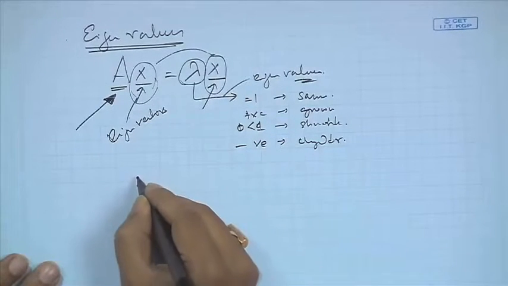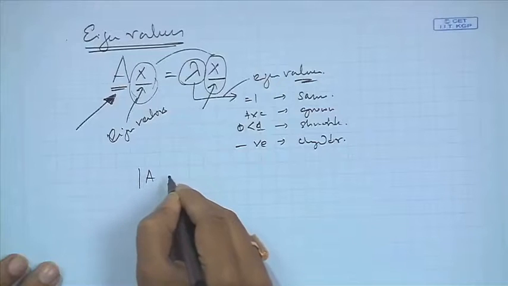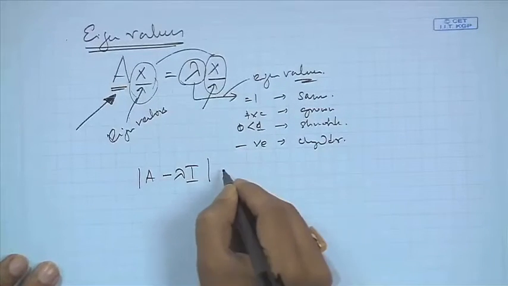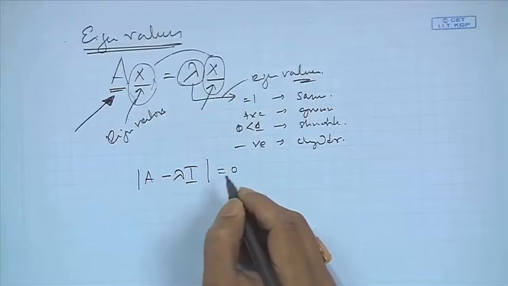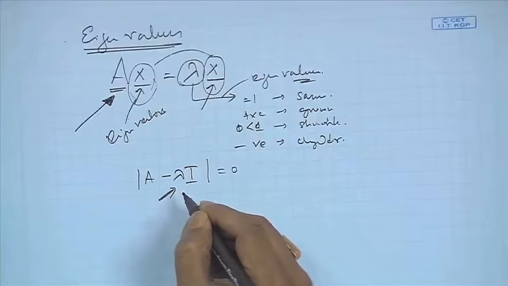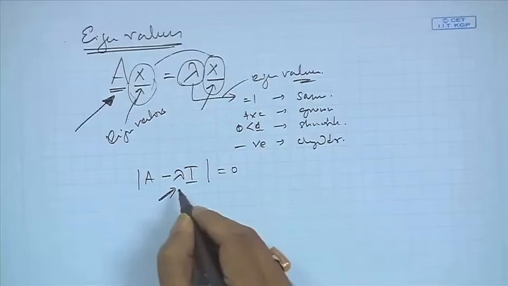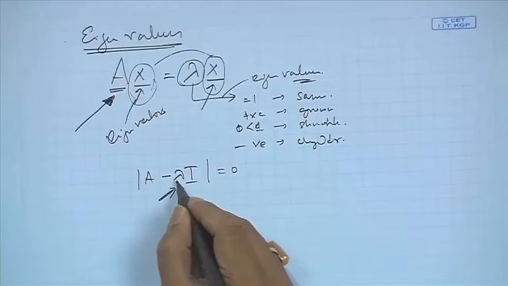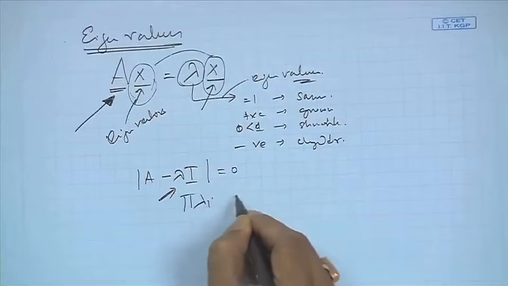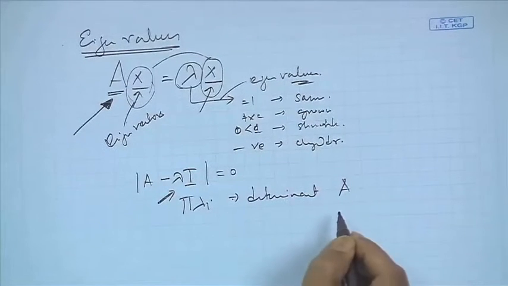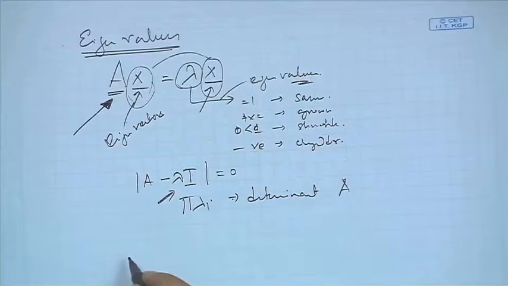Once we have these eigenvalues, they can be found by solving the determinant of A minus lambda I. If you solve the determinant of A minus lambda I equals 0, you are going to get the eigenvalues. Once you get the eigenvalues, then you can solve for eigenvectors. These eigenvalues are very important, because the product of eigenvalues will give you the determinant of the matrix A. That is why the product of eigenvalues is very important.